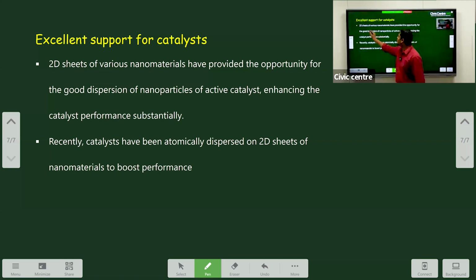So 2D sheets of various nanomaterials have provided the opportunity for the good dispersion of nanoparticles of active catalyst, enhancing the catalyst performance very substantially. And also, recently catalysts have been atomically dispersed on 2D sheets of nanomaterials to boost their performance. So we have seen the significant properties or the significant changes which you can observe in the nanomaterials compared to the bulk parts.